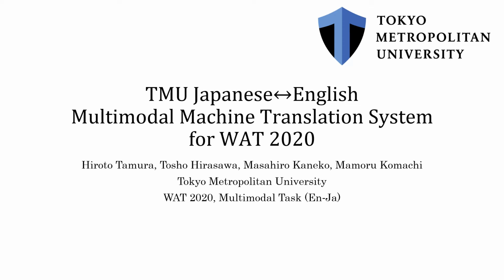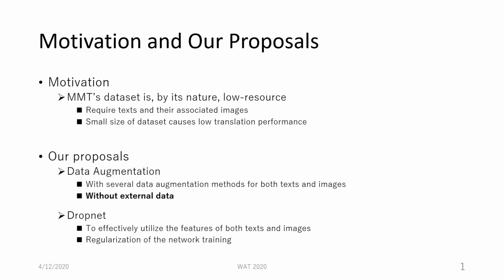We participated in the multimodal task English-Japanese and will introduce our submitted system. In multimodal machine translation, available data is relatively low resource compared to text-only data because MMT requires text paired with images. To overcome this issue, we augment training text and images using several methods without external data.